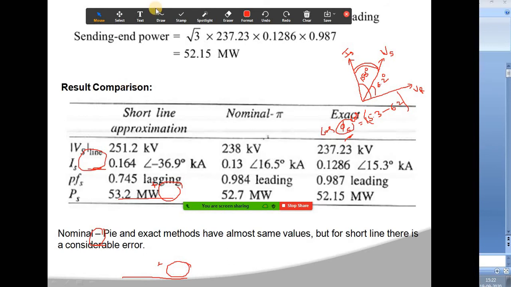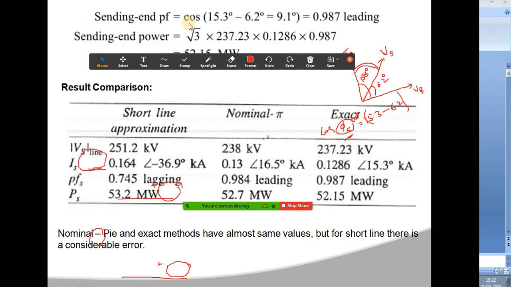Right, that sending end power factor is equal to cos of (15.3 minus 6.2), which is 0.987, a leading power factor here. So the sending end current is leading the voltage Vs. If you observe the vector diagram, the current is leading the sending end voltage, so the power factor is leading. Okay, and you have Vs, Is and the power factor.